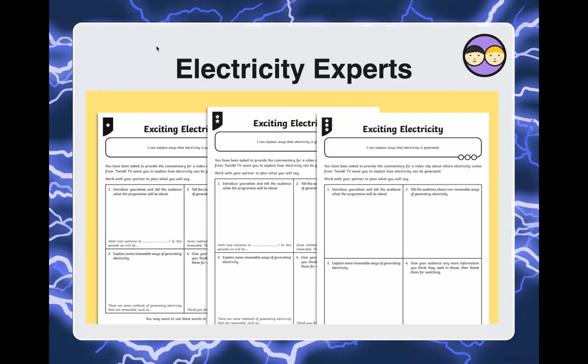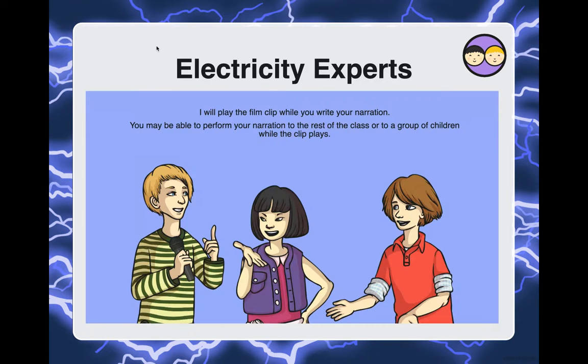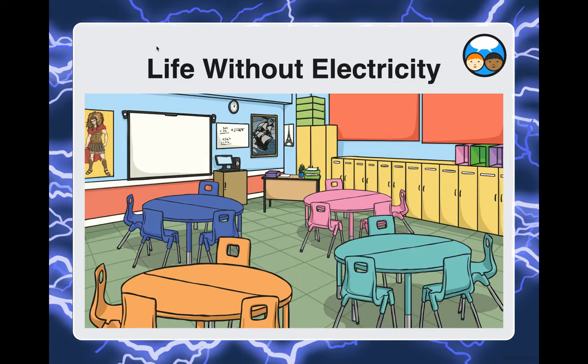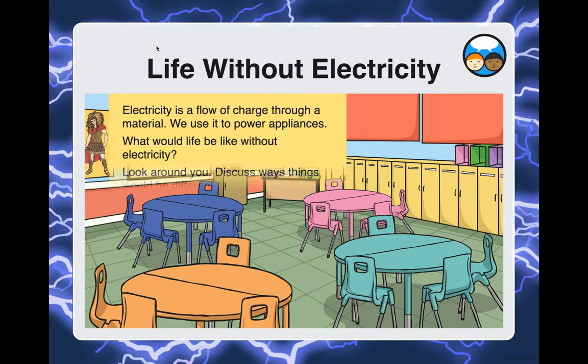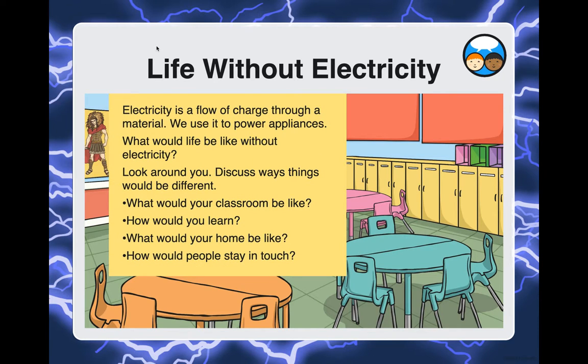And it will look like this. Life without electricity. Electricity is a flow of charge through material, and we use it to power appliances. So imagine what life would be like without electricity. Look around you, look around the room you're in. Discuss how things would be different. For example, if we were in a classroom, what would your classroom be like without electricity? How would your home look without electricity?